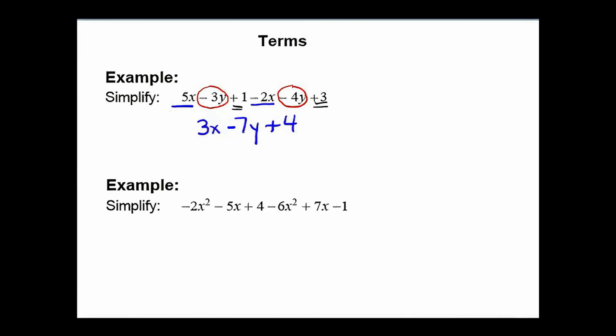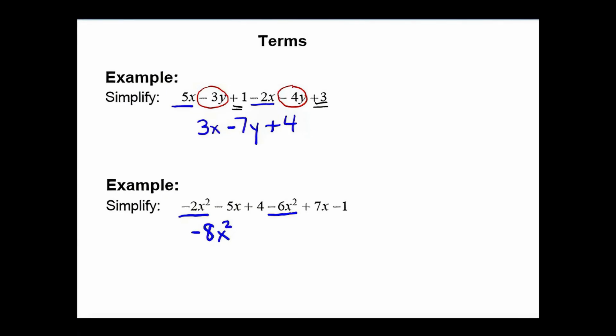Here's another example. Notice this one has x squared and x terms. Remember, they are not alike. And we'll go in what's called descending order. It just starts with the highest exponent and goes down. It's a standard order that's used to write our answer. So we're going to pick the x squared terms and do those first. We're working with the coefficients. They are like signs. We're going to add and keep the sign. One copy of the variable.